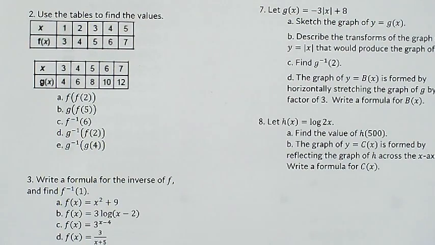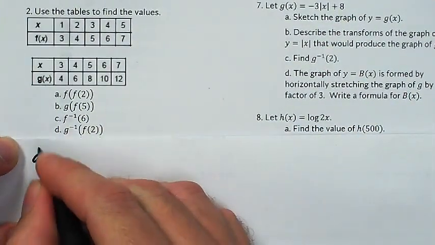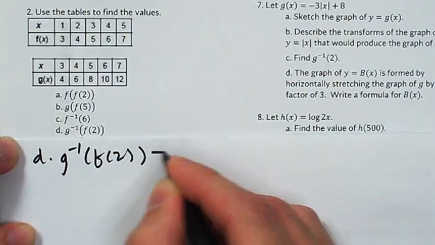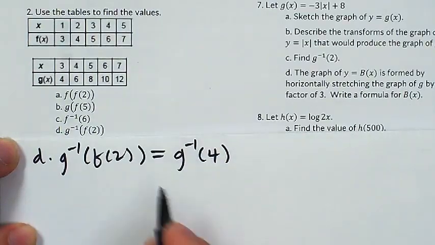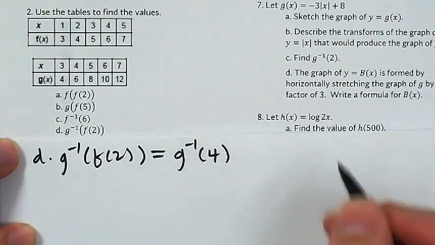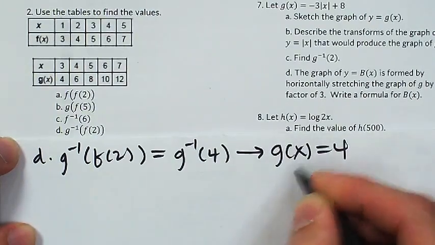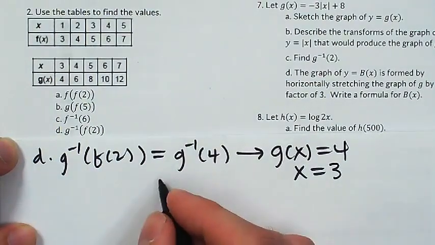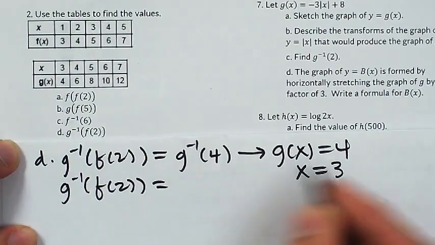So yeah, only 2 more. The next one is g inverse of f of 2. We have to find out what f of 2 is first. Okay, f of 2 is 4. So I'm taking g inverse of 4. That's like saying g of x needs to equal 4, and that's x equals 3. So g inverse of f of 2 is going to equal 3.